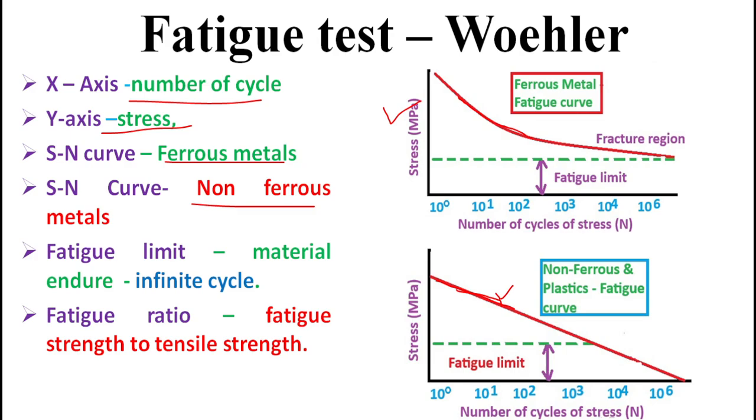The next one is the fatigue limit. In this region the material survives. When the cycles reach 10^6, the material fails by fatigue failure. The fatigue limit means the material endures after an infinite number of cycles. These 10^6 cycles the material endures; this is called the fatigue limit of the material. The fatigue ratio means fatigue strength to tensile strength.